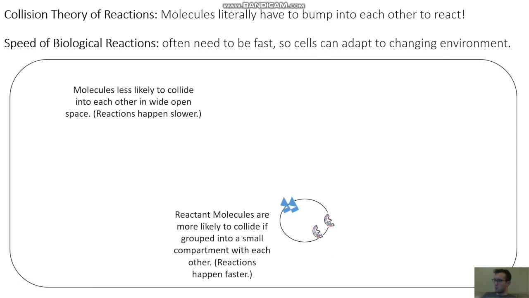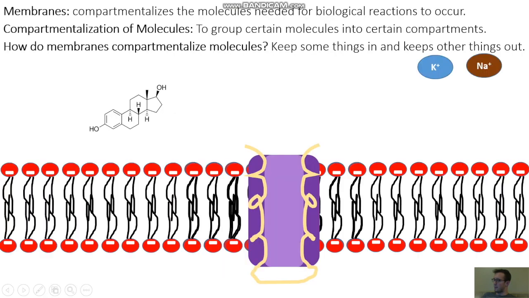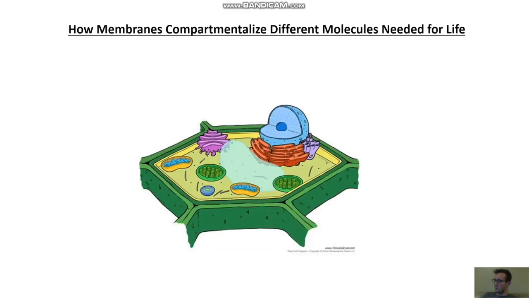And so in order to group these molecules together into compartments, cells will use membranes. And it's the job of a membrane to compartmentalize the molecules. And when we say the word compartmentalize, we just mean that the membranes will group certain molecules into certain compartments with each other. So many of the different organelles inside of the cell will compartmentalize only molecules that they need in order to do their job.